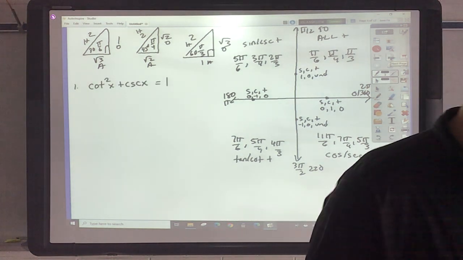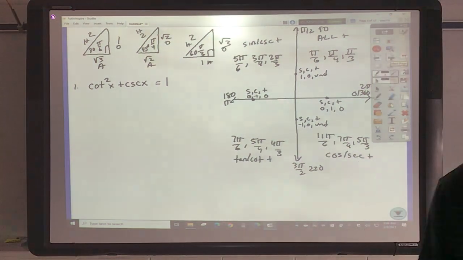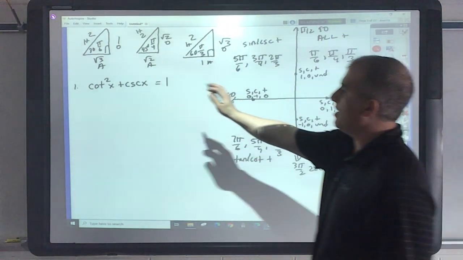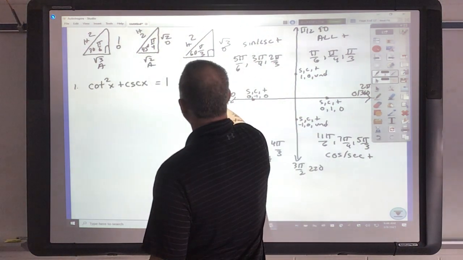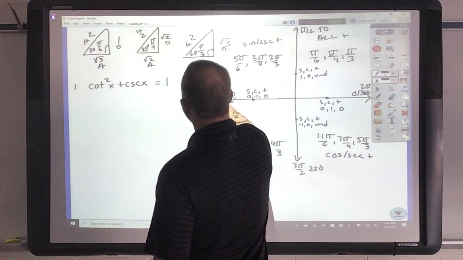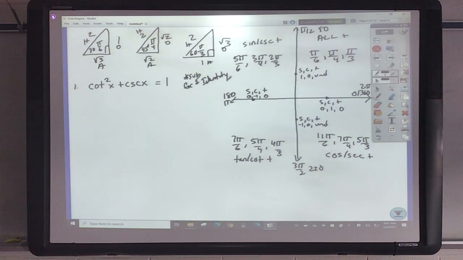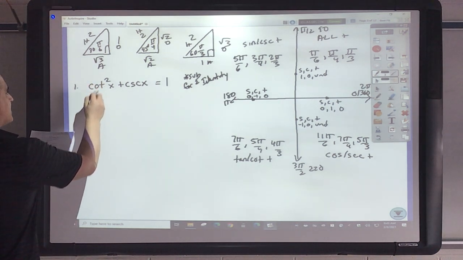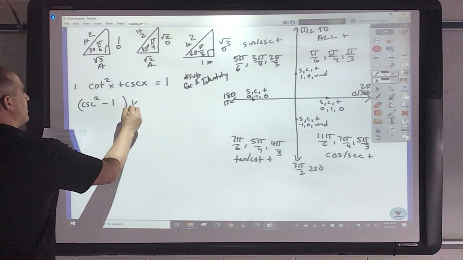Now, let's get into our identities. The first type of thing I want to talk about is when you have one of the trig functions squared, and the second one not. What you want to do is substitute for the squared identity. So I want to look for my identities. What does cotangent squared equal? When I look at the identities, I see that this is equal to cosecant squared minus 1.